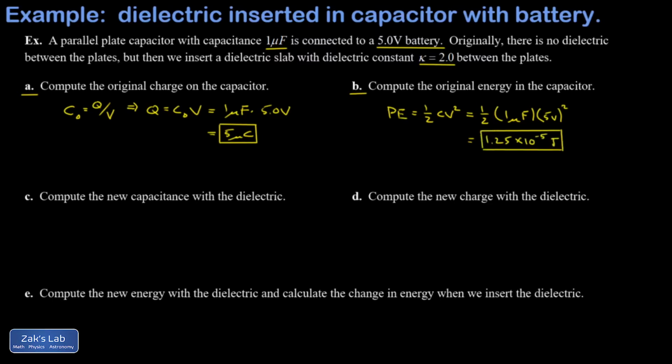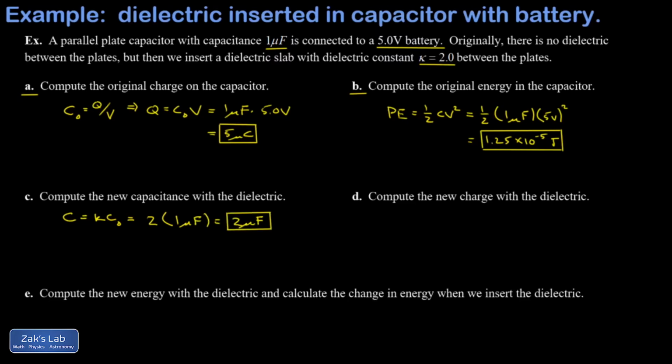joules. Now I want to compute the new capacitance when I add the dielectric into the capacitor, and I'll call that C. And that's just given by kappa times the original capacitance. I just multiply by the dielectric constant, so I get 2 times the original, which was 1 microfarad. So now it's 2 microfarads.